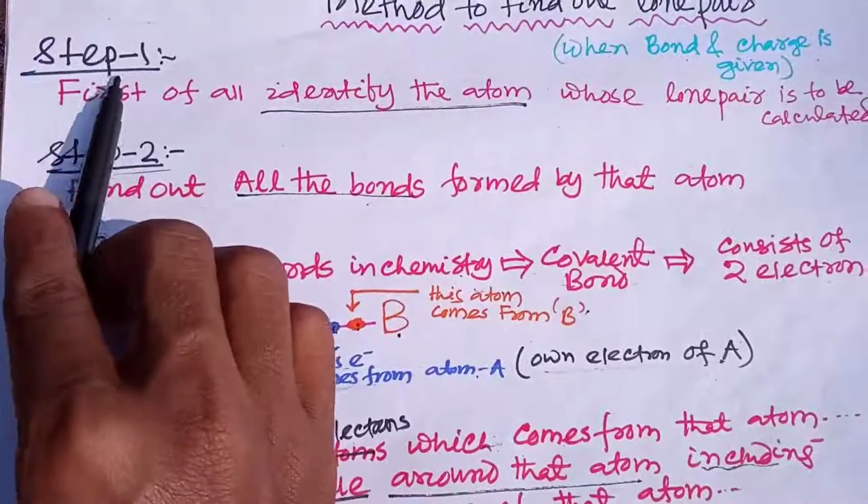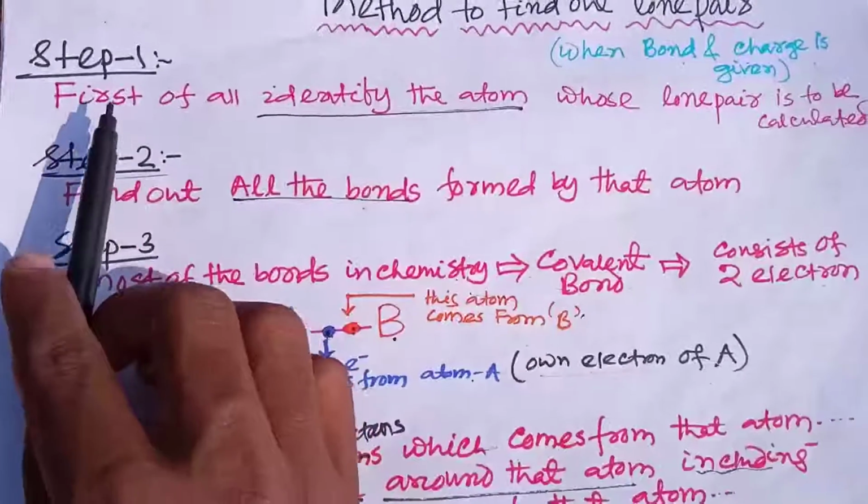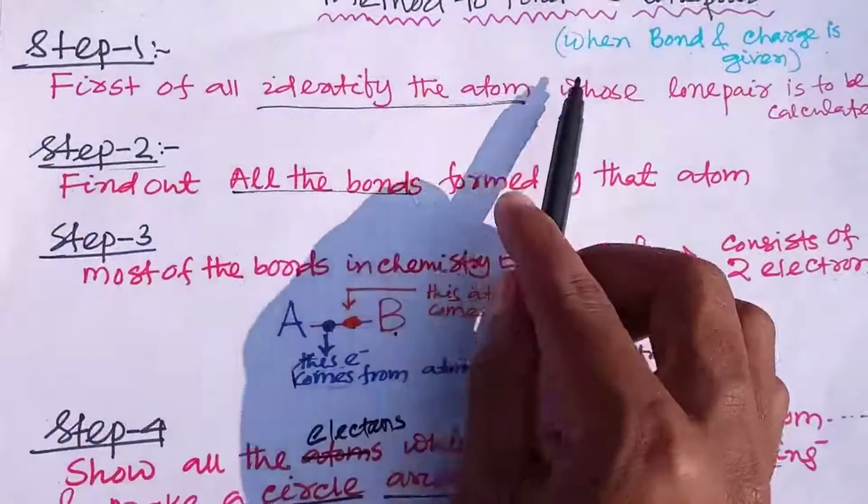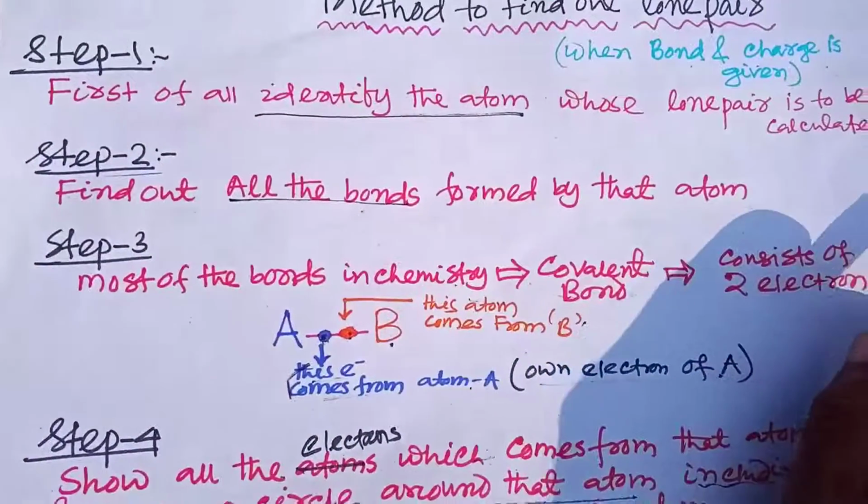So this is step number 1. First of all, identify the atom whose lone pair is to be calculated.